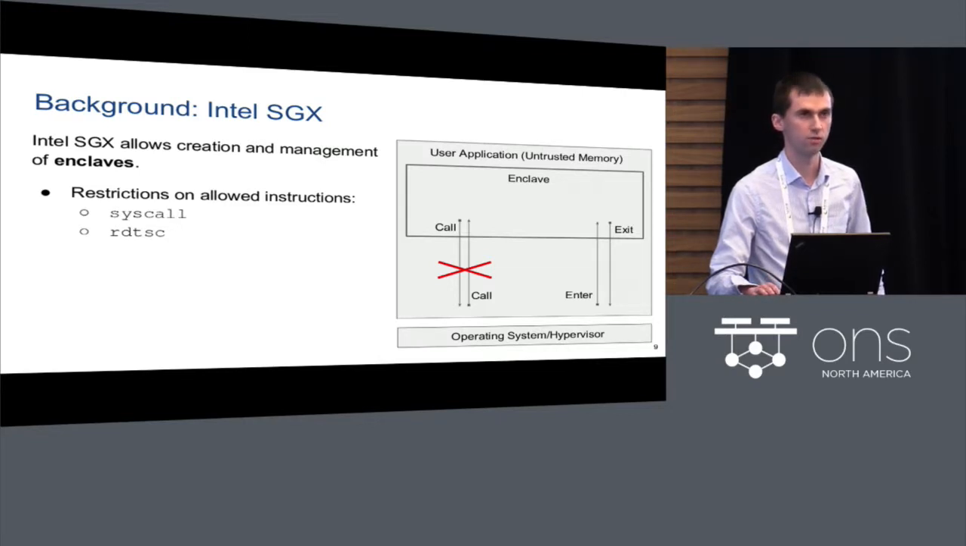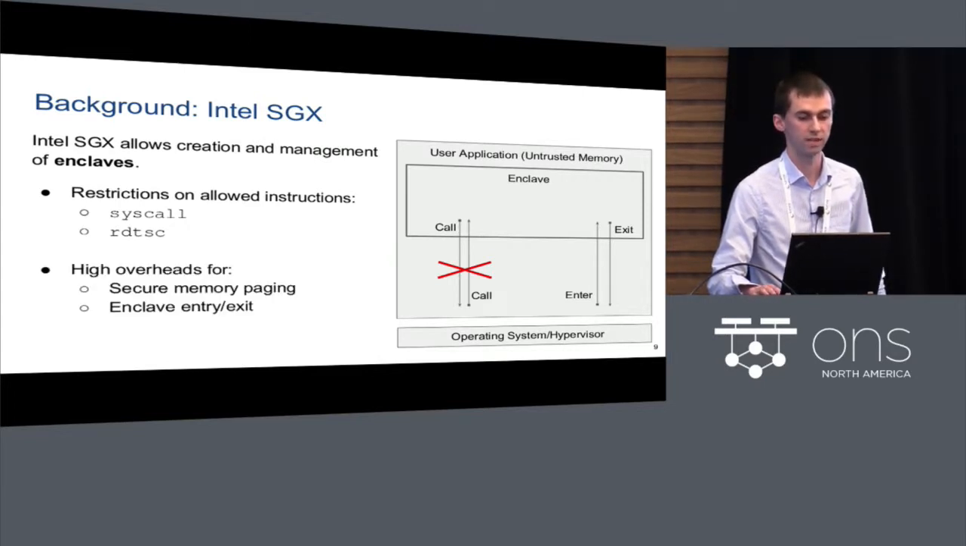There are also several restrictions on the functionality that is allowed inside an enclave. First of all, several instructions are forbidden, that is system call and read timestamp counter. There is also a high performance overhead for secure memory paging, which means that the memory footprint of the enclave needs to be kept minimal. And there are also very significant performance penalties for enclave entry and exit.